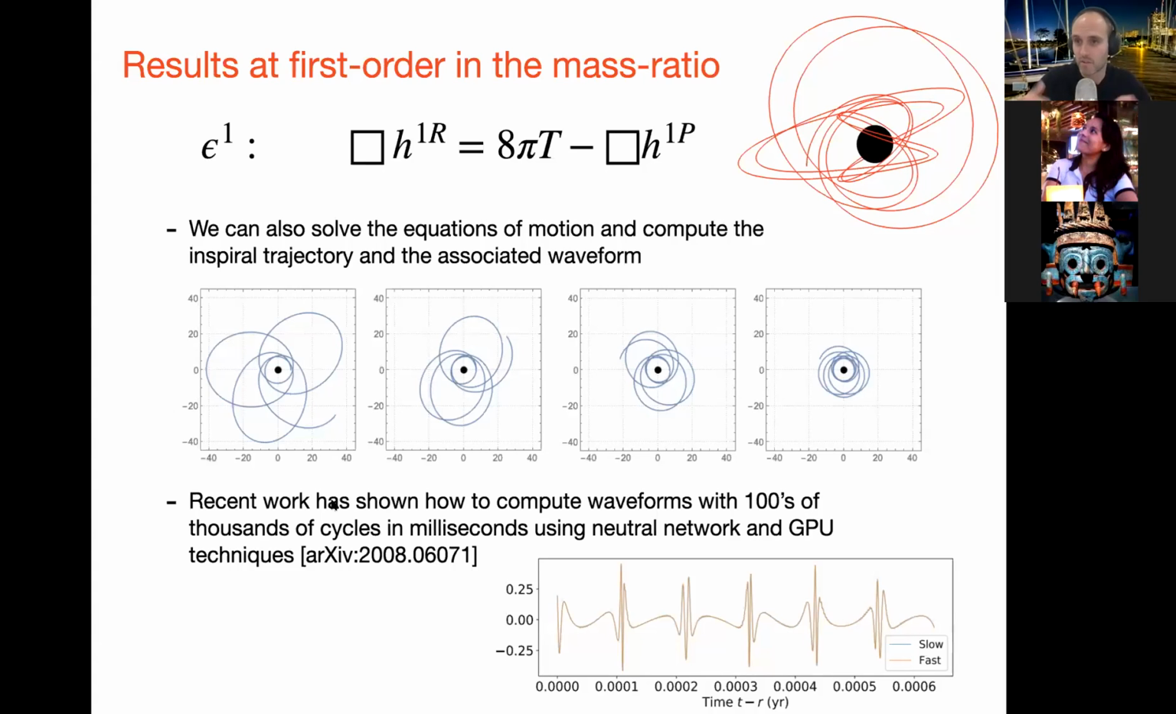And then, of course, the key thing of gravitational wave science is we actually need to match the signal that we get from the detectors with hundreds of millions of waveform templates. And so we need to compute these waveforms very rapidly. And then just as a bit of advertisement, we have a recent piece of work a few months ago showing how you can actually compute hundreds of thousands of cycles using a combination of neural network and GPU techniques. So if you're curious, have a look there. So we can now compute these things rapidly, at least at first order in the mass ratio.